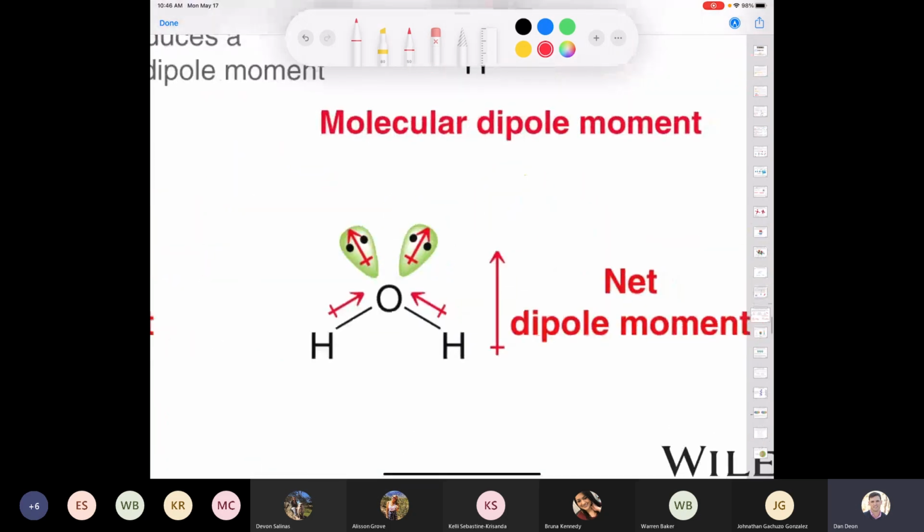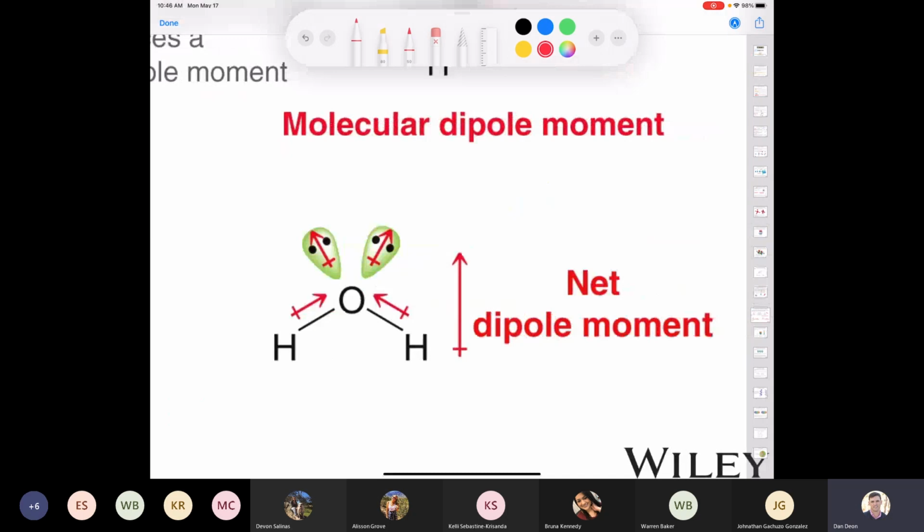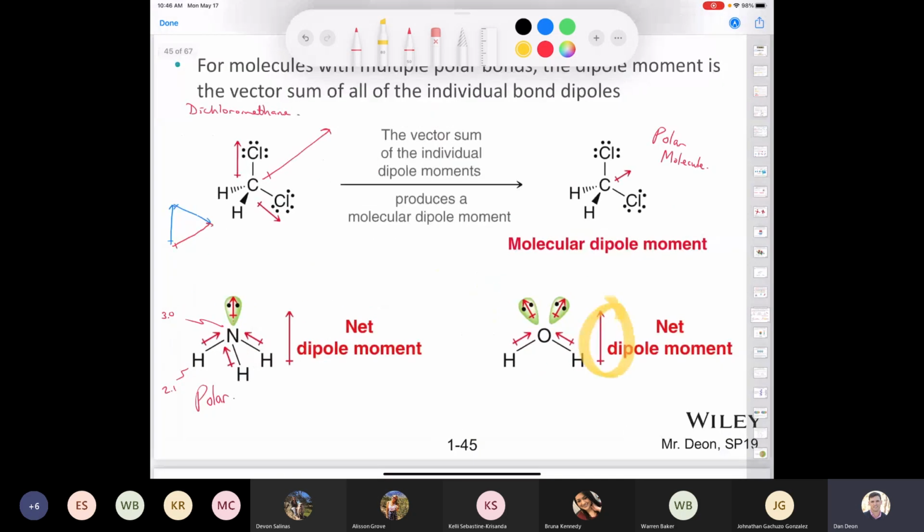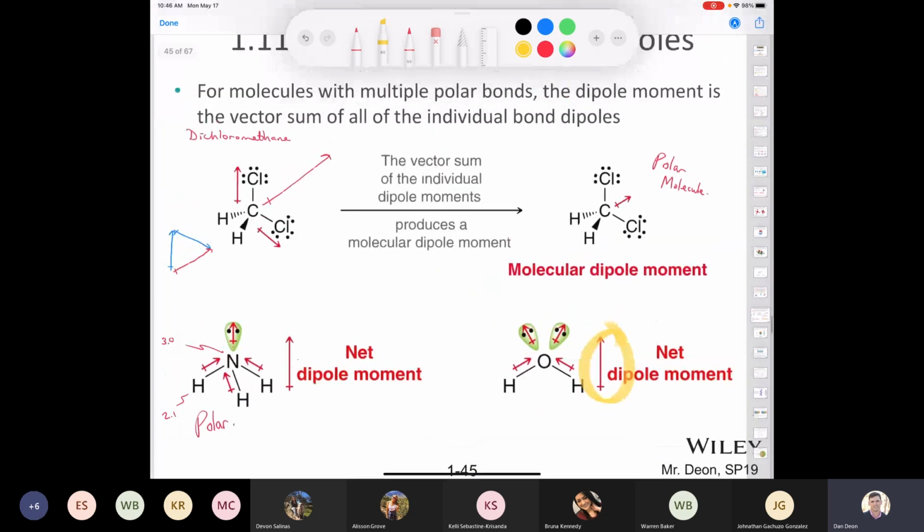If you look at water, if you add up all the dipoles from the 2 hydrogen-oxygen bonds and the dipoles to the lone pairs, you can see that water is also a polar molecule. It has a net dipole moment if you tally up those vectors. And so again, when you have multiple polar bonds, the sum is going to equal the overall dipole moment for the molecule. Give me a thumbs up if you follow me on that concept. You have to add the vectors together.